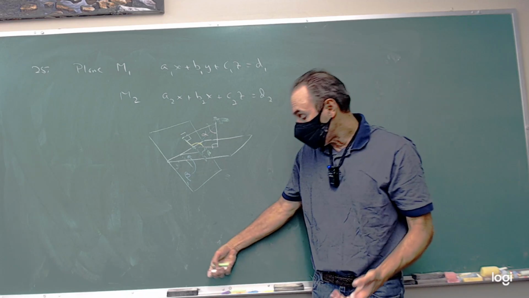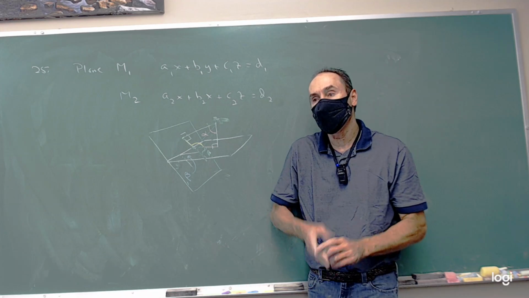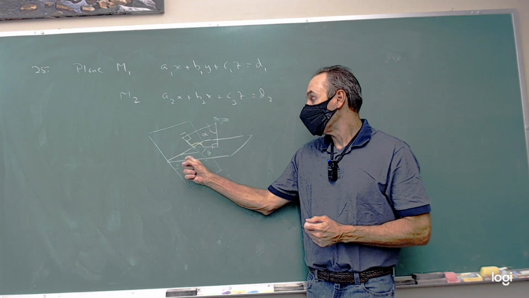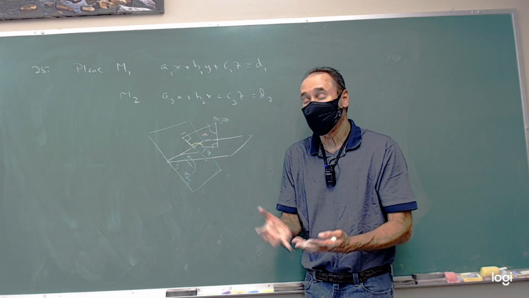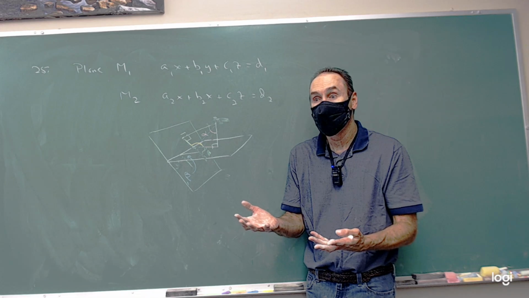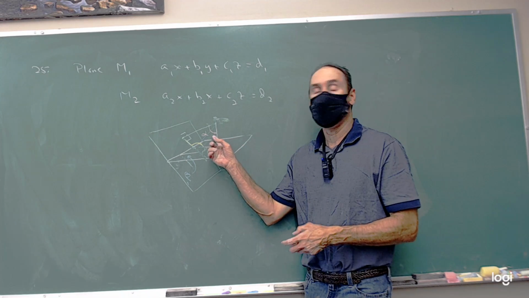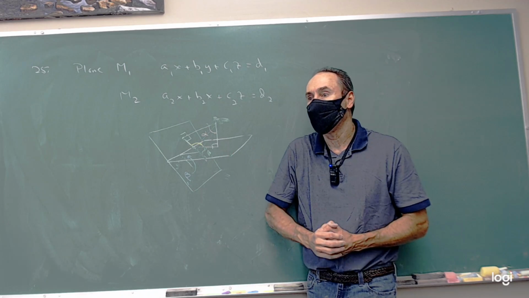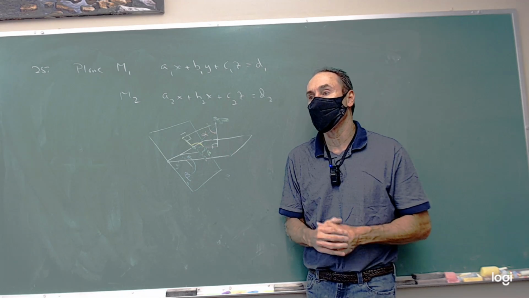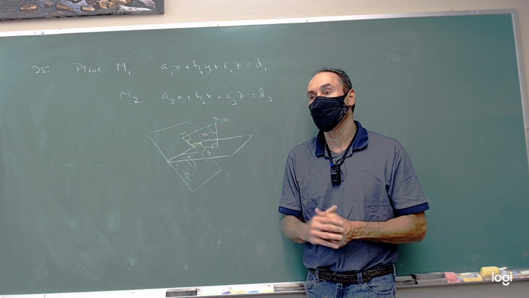So the takeaway is, if you want to know the angle between two planes, which is a hard idea when you think about it, it's just the angle between the two normal vectors. We have tools to do that, right? We do the dot product. You get the cosine of that angle.